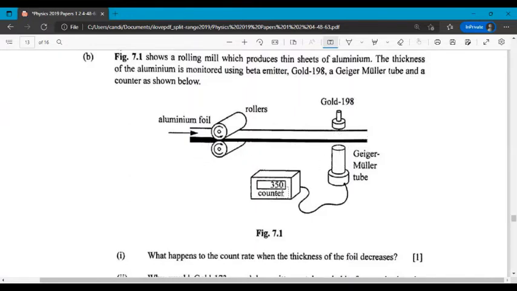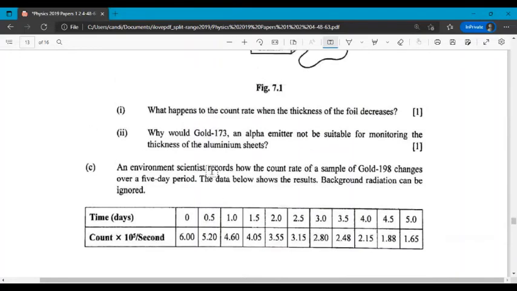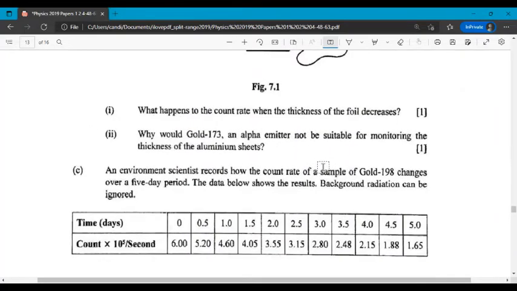So if the Geiger-Müller tube count is high, it means that the aluminum foil is too thin, and so the rollers need to be adjusted. They're pressing it too much. Okay, so that's what the counter is used for. When the count is low, then that means the aluminum foil has the right thickness, and the beta particles that are being released from this gold 198 source are being blocked, because the aluminum is thick enough. All right, so I basically just explained everything that we're probably going to be asked in the next question, but let's go ahead and zoom in on what we're actually asked.